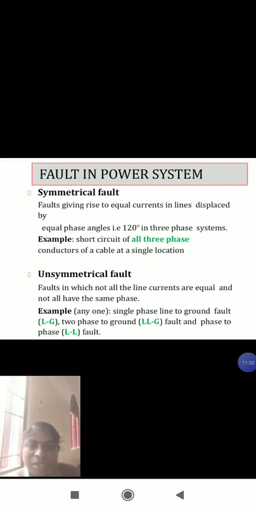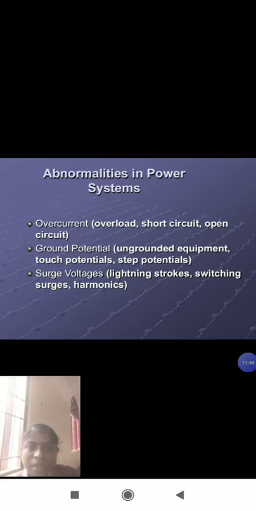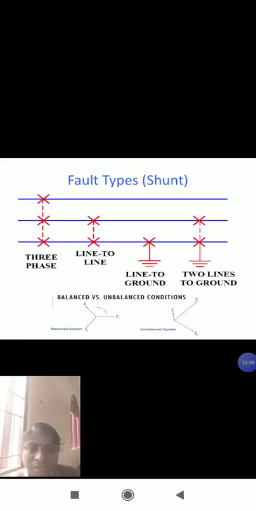We can classify the unsymmetrical fault further into three types: single line to ground fault, double line to ground fault, and line to line fault. So what are the abnormalities in a power system? Abnormalities are generally caused due to overload, short circuits, open circuits, ungrounded equipment, and surge voltages occurring due to lightning surges.